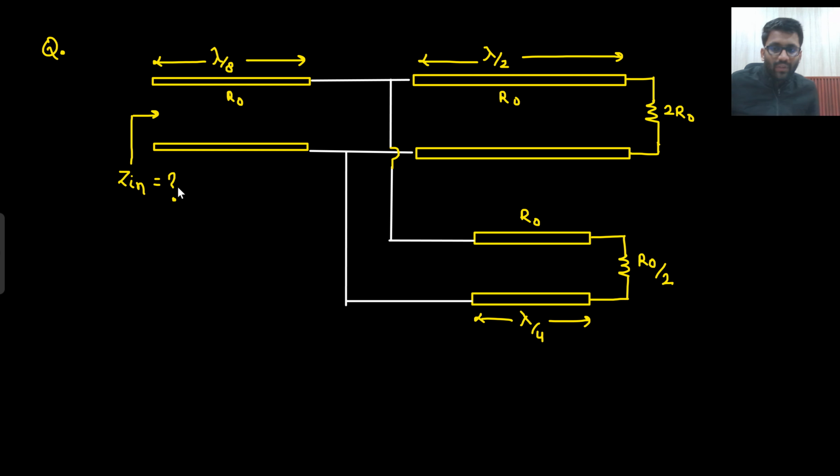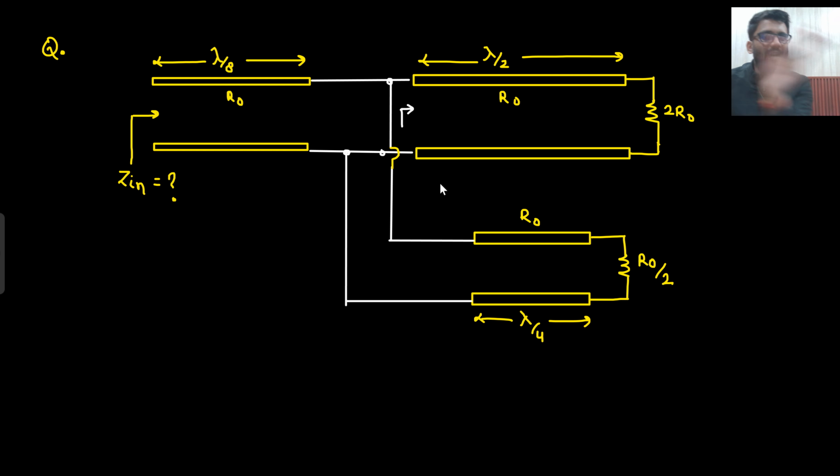You need to find the impedance here. So from where will I start solving? From here I will start solving. So first is this particular scenario. The length is lambda by 2. So if I write down the impedance here, between these two nodes, what value will I get?